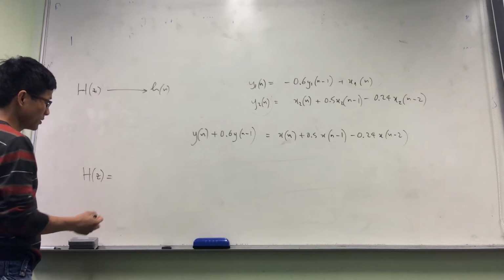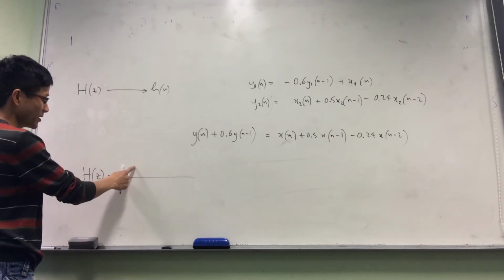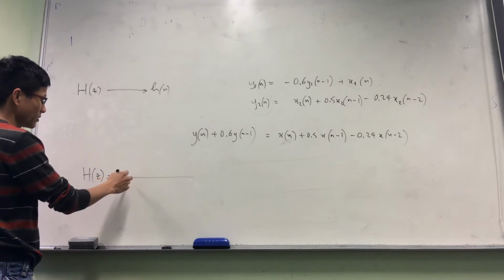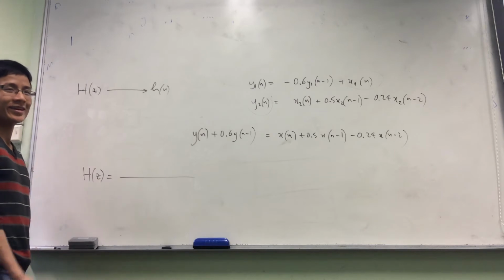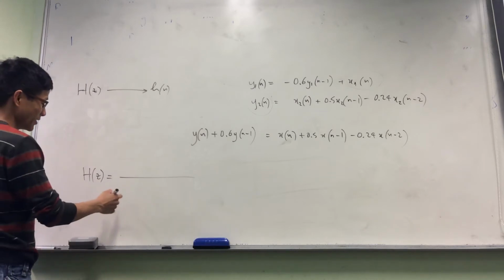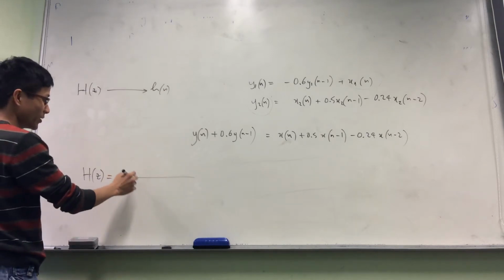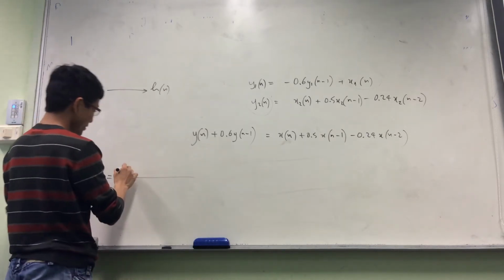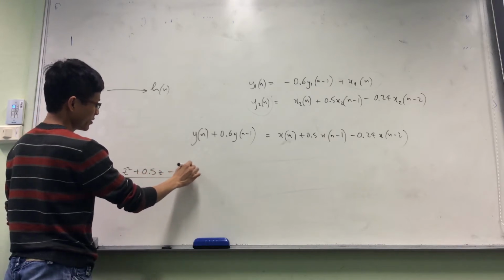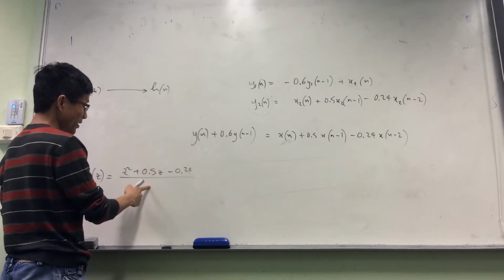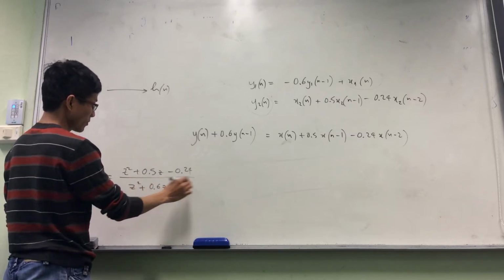Okay, what things are on here? Y, X. One. Come on, we did this just last week. Okay, come on, constant of the x divided by constant of the y. What is constant of the x? 1 plus half minus 0.24. What is constant of the y? 1 plus 0.6. That's it.